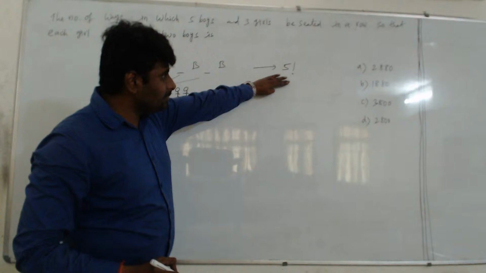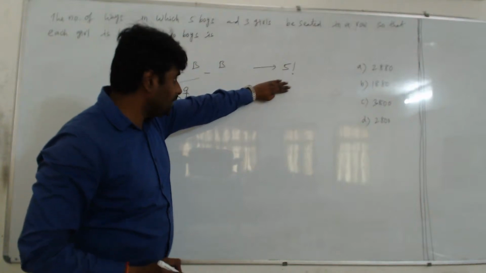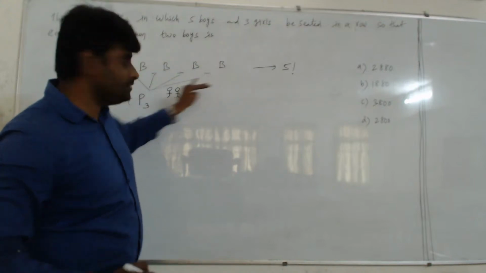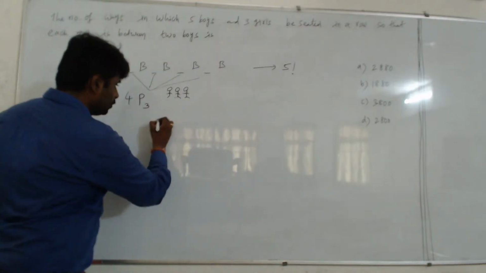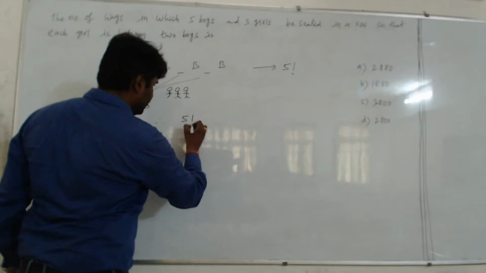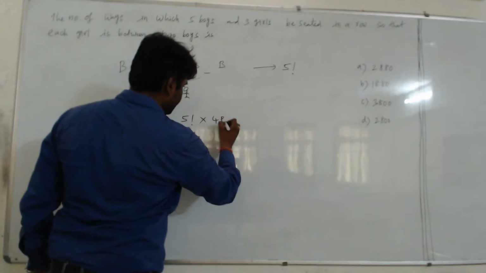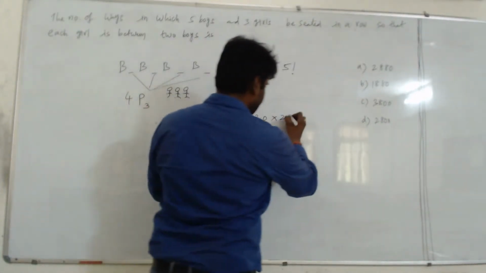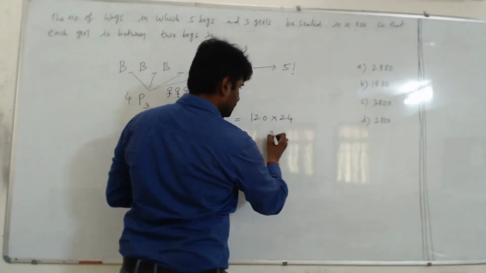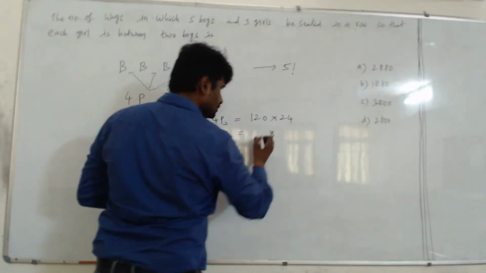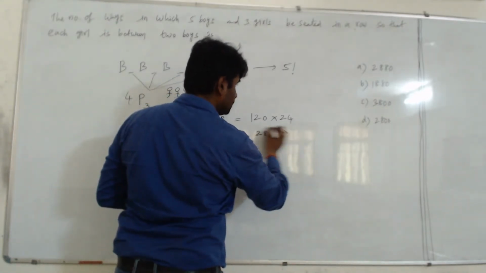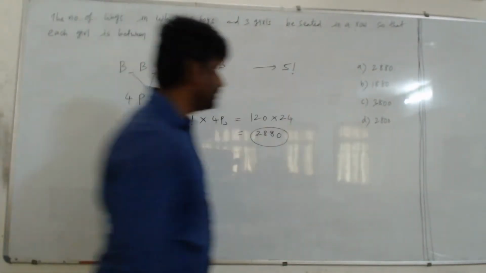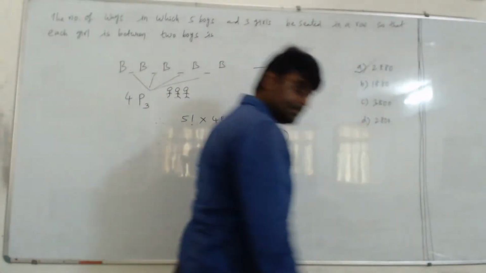So what is the answer now? The boys can be arranged in 5 factorial ways, and in those 4 gaps between boys, 3 girls can be arranged in 4P3 ways. Therefore, the total number of ways is 5 factorial into 4P3. 5 factorial is 120, 4P3 is 24. So we get 2880. Which option is correct here? Option A. Clear? Make a note of that.